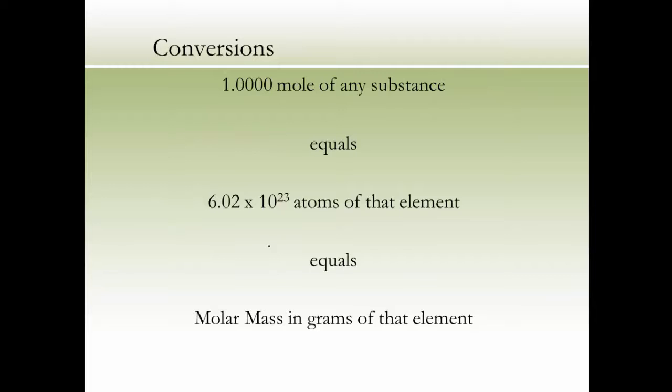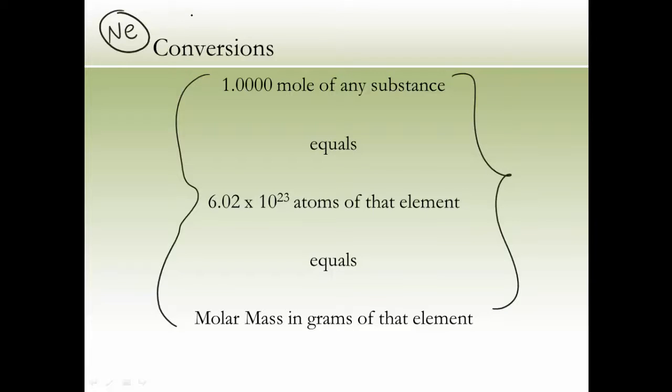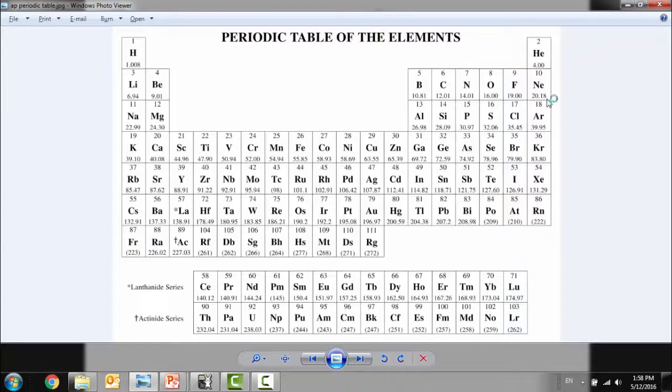Okay? Again, here are the 3 things that are equal to each other. These can be used as conversion factors. 1 mole of anything equals 6.02 times 10 to the 23rd atoms of that element. And that also equals the molar mass in grams of that element. Okay, so if I were to pick an example, let's take the element neon, Ne. Okay, I could say that 1 mole of neon equals 6.02 times 10 to the 23rd atoms of neon. And that also equals the molar mass of neon in grams. And I got to go look up that number. Neon is over here, 20.18.